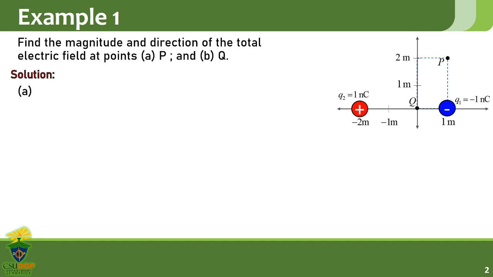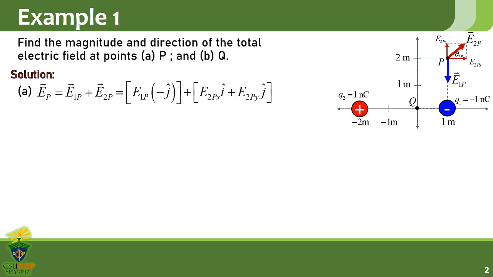At point P, the field due to Q1, which is E1P, is directed towards Q1 or downwards since it's negative. Similarly, the electric field due to Q2 at point P is directed away from Q2. In this case, E2P is in quadrant 1. The total electric field vector at point P, EP, will then be a superposition of these two vector fields. In terms of components, the vector EP is shown as these. E1P only has a negative y component, while E2P has both positive x and y components.